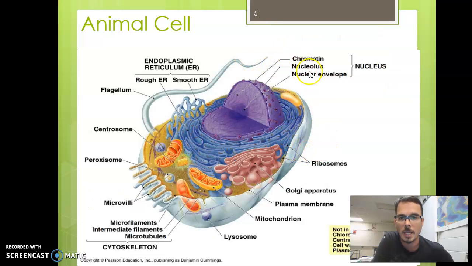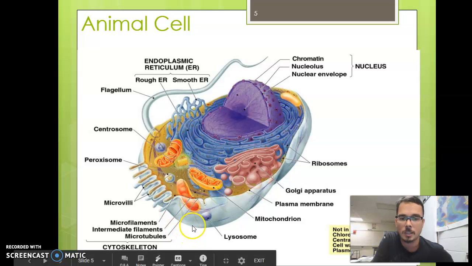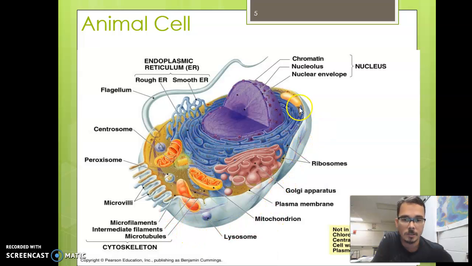Here are all the parts of an animal cell. Notice that you have ribosomes, and you also have peroxisomes, which you may not see in a plant cell. You have the nucleus, you have the cytoplasm, you're going to have the rough and smooth ERs. This is the mitochondria, Golgi apparatus, and some microvilli, peroxisomes, flagellum.